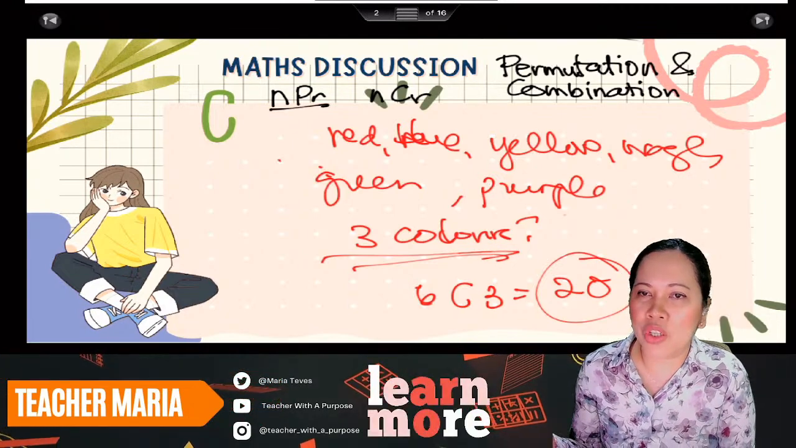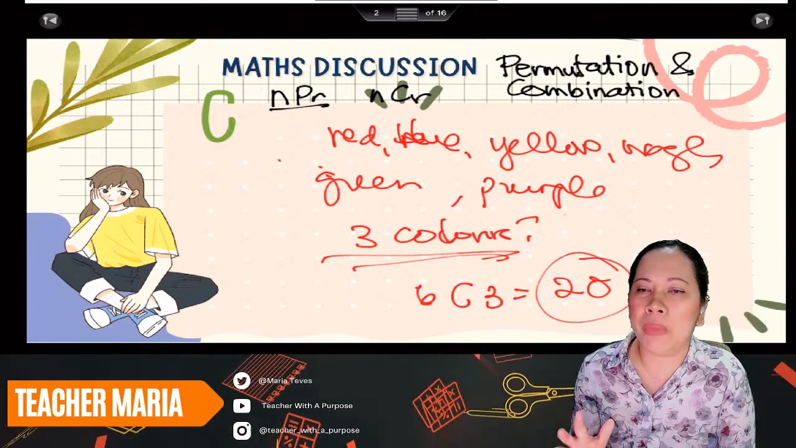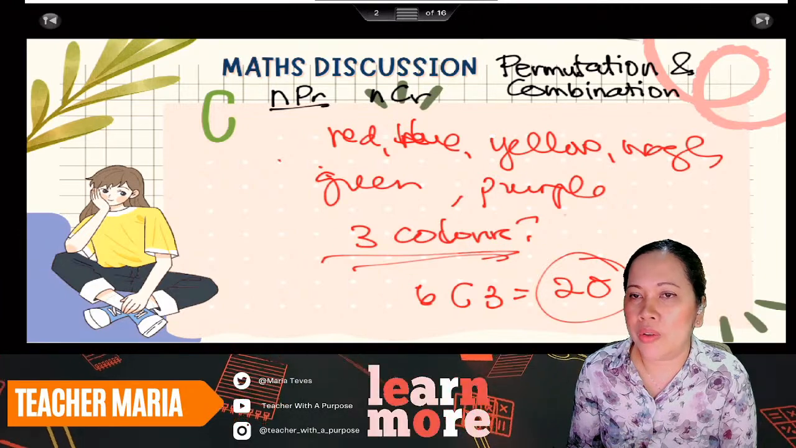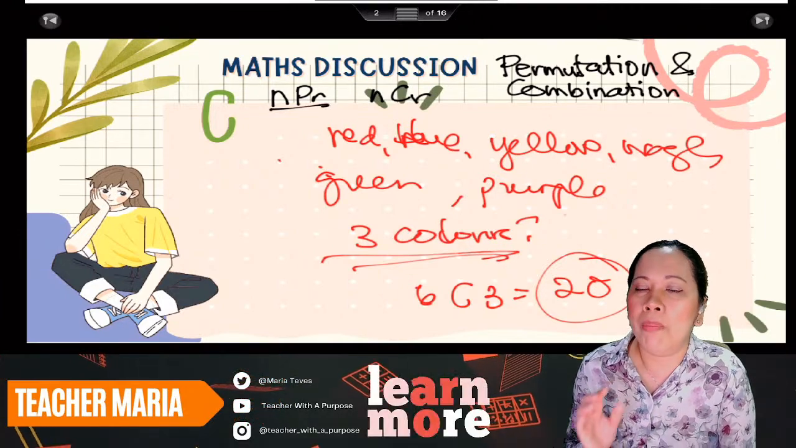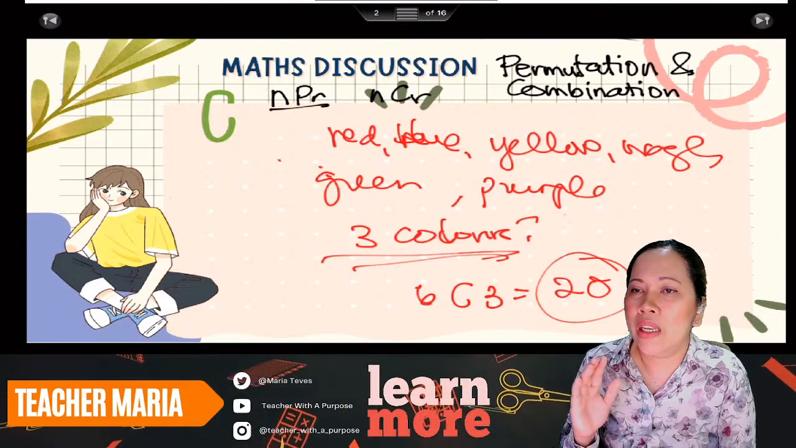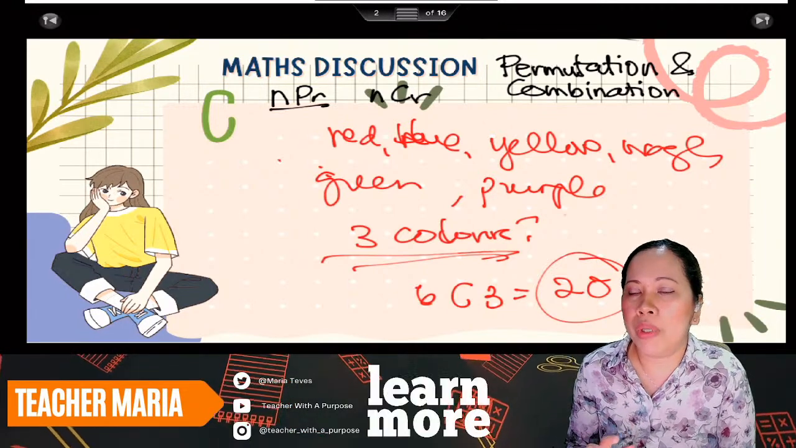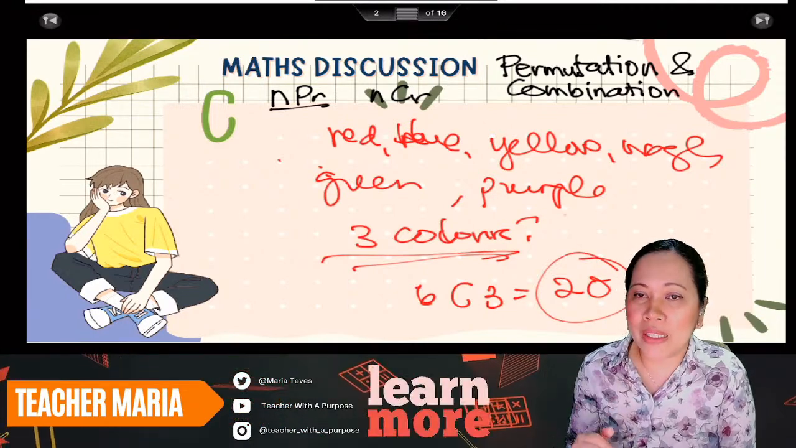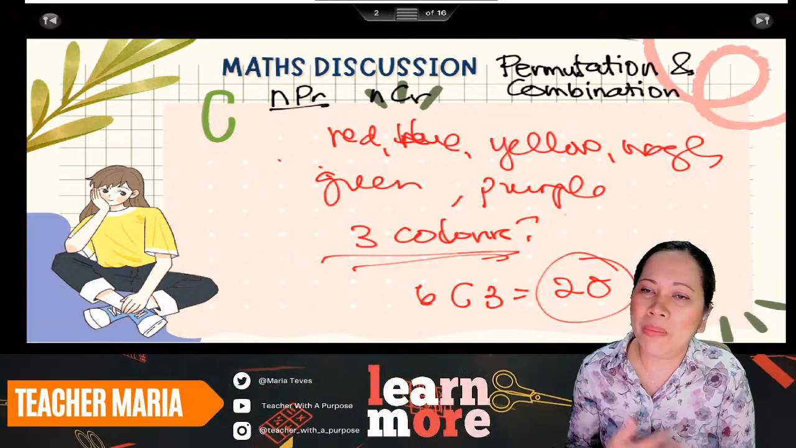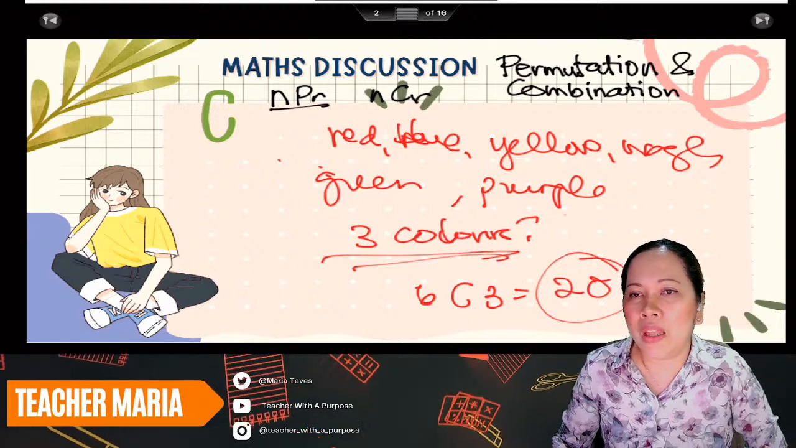So as I have mentioned, if the question is how many different five-person committees can be elected from 10 people, that is a combination, because the order doesn't matter. But if you ask how many different ways can a five-member committee, where you have the president, vice president, treasurer, secretary, PRO, be elected from 10 people, then that will be a different way of doing things.